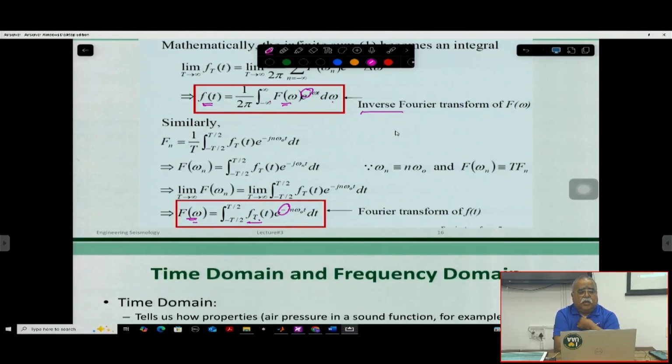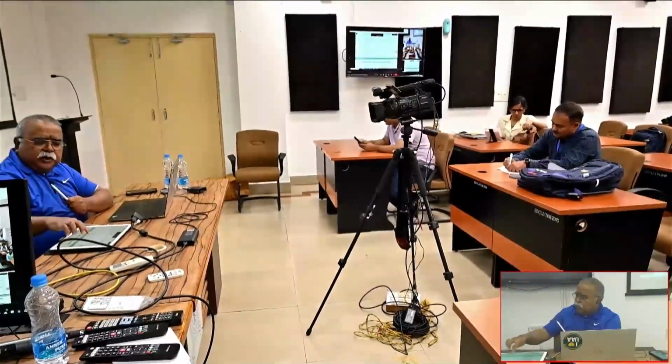But there is one thing you should understand, that the phase part of the signal is gone. So you can only get the amplitude part, but not the phase part, because whenever you take the absolute value of the Fourier transform, you lose the phase part. We'll come to that point afterwards.